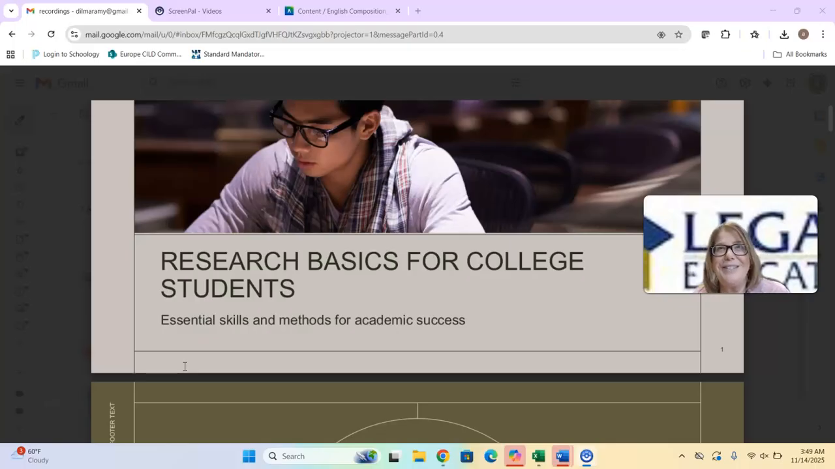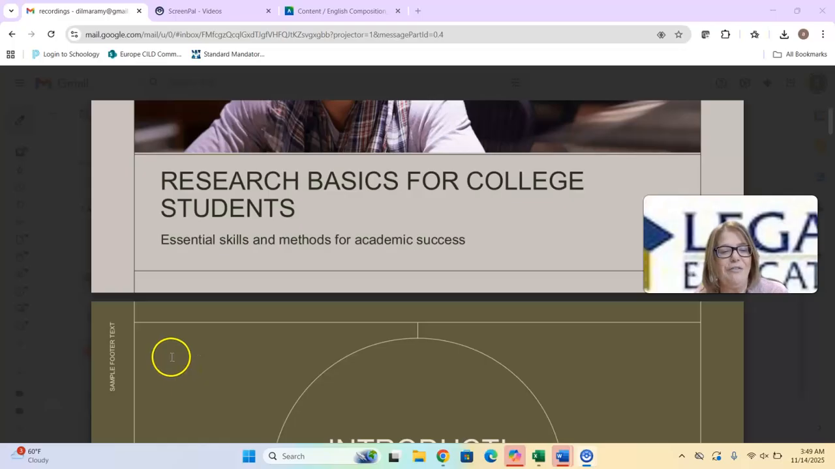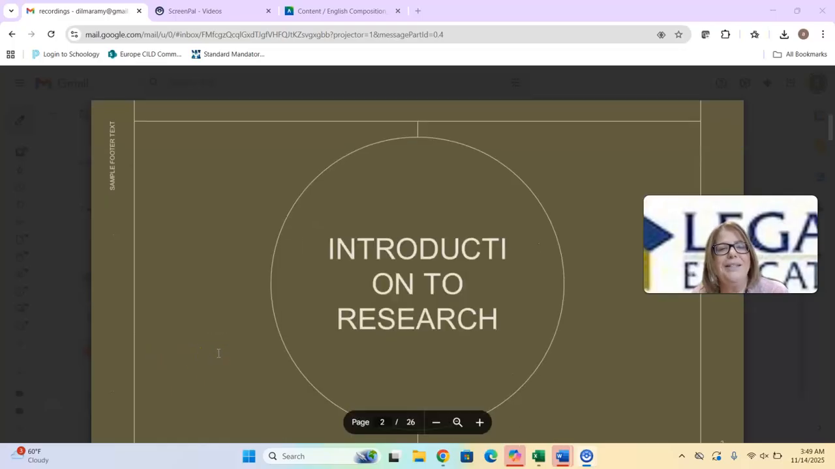This is about these essential skills and the methods so that you can be successful academically. Again, not just in my class, but in others. So it's really laying a foundation for you. A lot of times you will be given assignments, even in this class, where you have to do quote unquote research. So what does that mean and what does that look like?